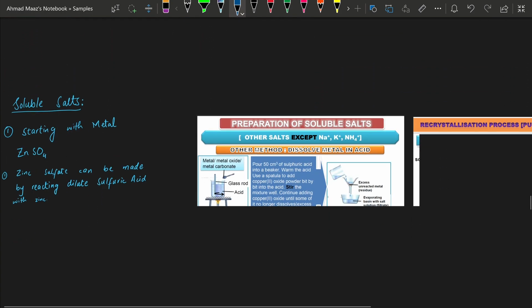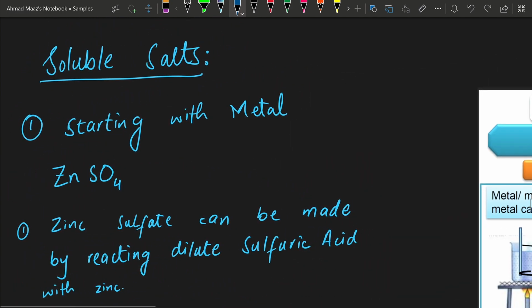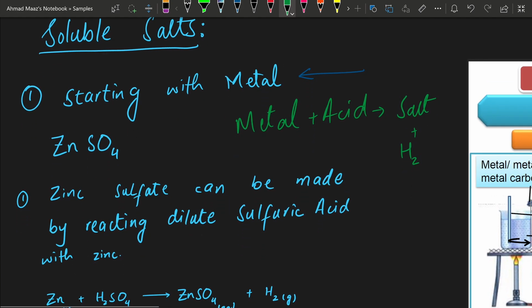Let's now move on to soluble salts. How can we obtain soluble salts? What are the different methods to obtain soluble salts? The first method is when we react a metal with an acid. Metal plus acid gives salt and hydrogen gas. That is the first method that we're going to study. So metal plus acid reacts to form the salt that we need and hydrogen gas.